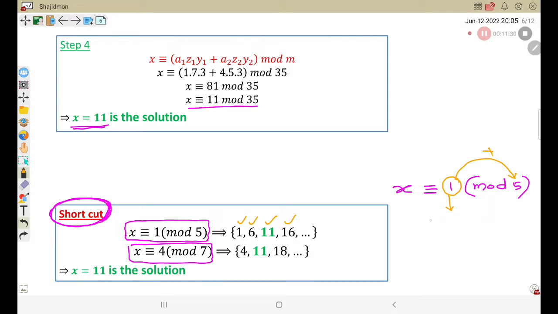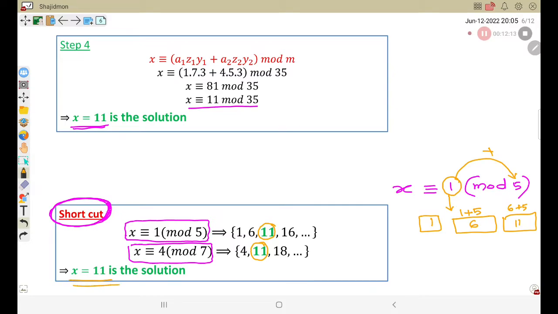So start from the number 1, you remember this idea from 4.3, then the next number is 1 plus the mod number 5, that is 6, then 6 plus 5 is 11, and it continues. We do the same for the second equation, starting with the number 4, 4 plus 7 is 11, 11 plus 7 is 18, and it keeps going. Now out of these two lists, check the common number, the minimum common number. The smallest positive integer is 11, and that is the solution.